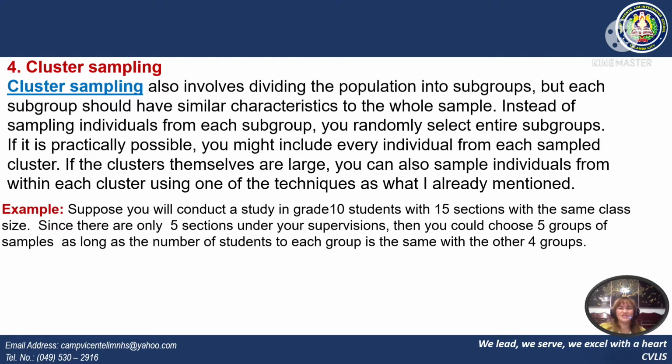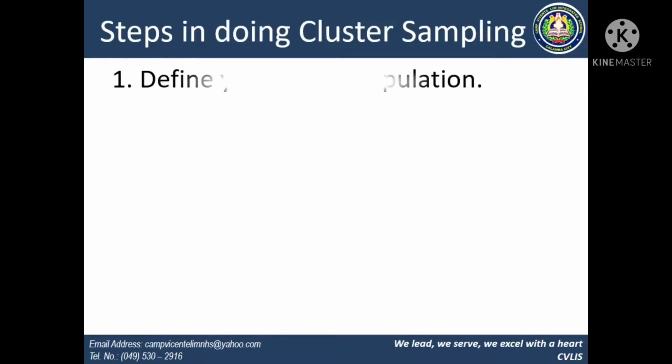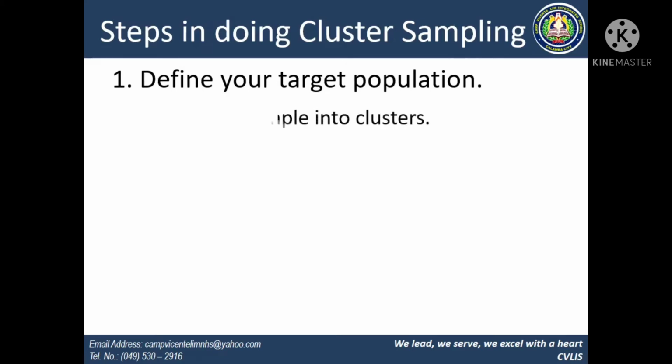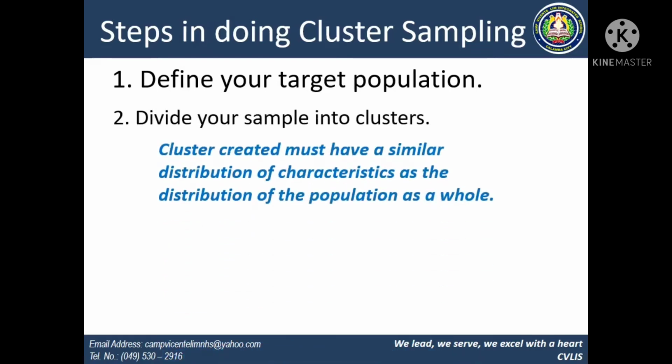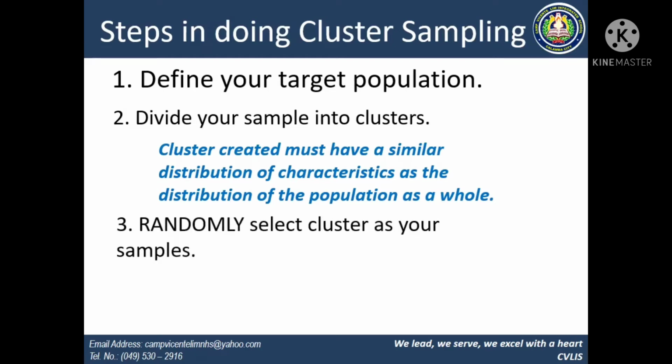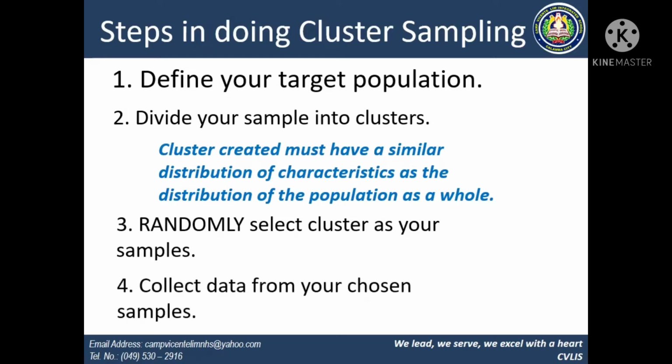To further give us another example of how cluster sampling is processed, here is Mrs. Raquel de Villa. The first one is to define your target population. All sampling techniques should identify the population. Second, divide your sample into clusters. Again, the clusters created must have a similar distribution of characteristics as the distribution of the population as a whole. The third one, randomly select clusters as your sample. And lastly, collect data from your chosen sample.